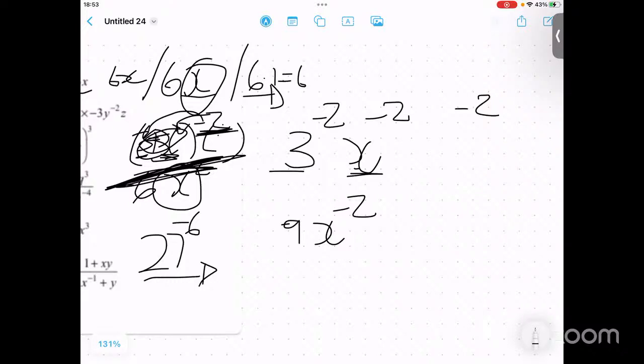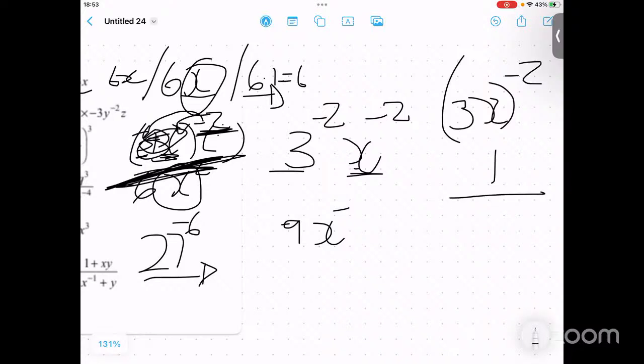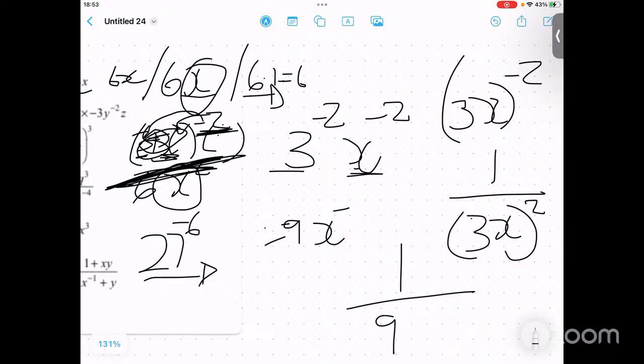Okay, let me try to rewrite it here. So it's 3x, this is not an x, 3x to the power of -2. This can also be written as 1 divided by 3x to the power of 2, like that, okay? And when it's like this, it's 1 divided by 9 and x to the power of 2. This is going to be your final answer.